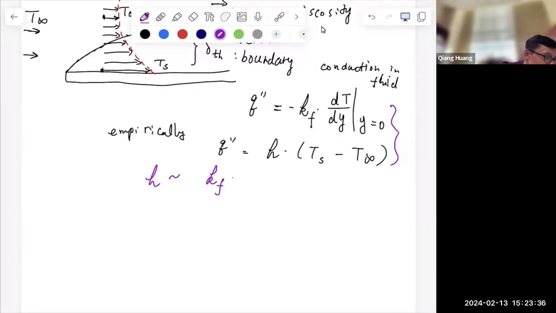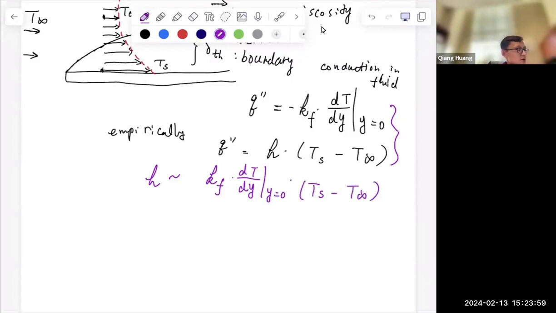And then the temperature gradient at the surface, and also related to the overall temperature difference. And if we are more careful, it's actually the inverse of this guy. But anyway, I just keep it related. So this is related to this, okay? I'm not saying proportional.